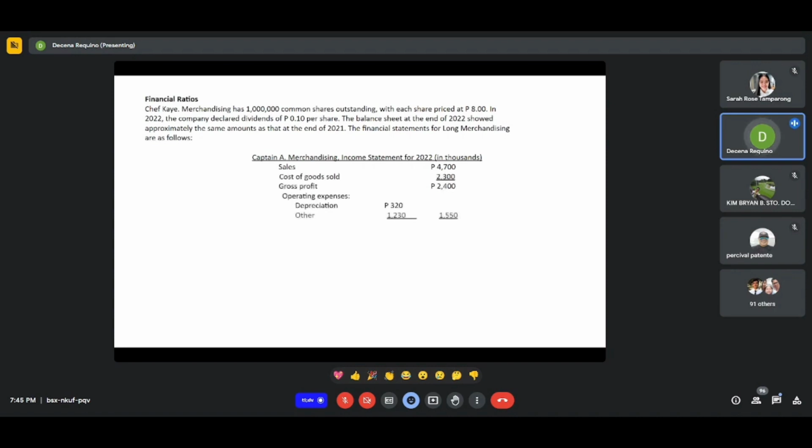So dito sa sample, Chef K Merchandising has 1 million common shares outstanding with each share price at 8 pesos. In 2022, the company declared dividends of 0.10 per share. The balance sheet at the end of 2022 showed approximately the same amount as the end of 2021. The financial statement for 2022, ayun, hindi siya napalitan, are as follows.